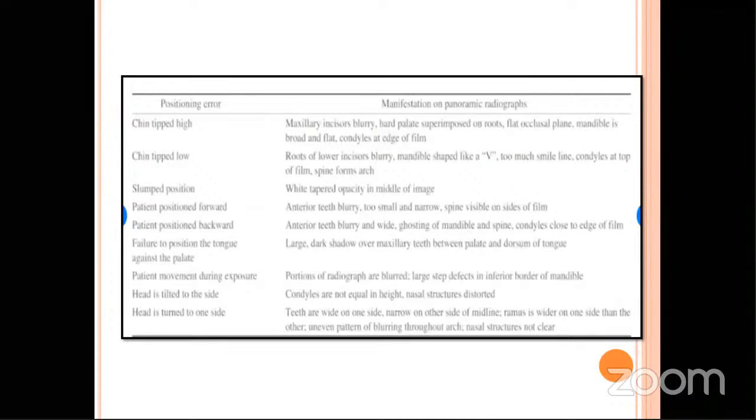So some of the positioning errors, and what are all the manifestations which you see on the panoramic images? It is given here. You can just take a screenshot. What if the patient's chin is tipped high or low, and the patient is placed forward in the bite block or positioned backward? And what if the patient's tongue is not properly rested against the palate, and if the head is tilted to one side or the opposite side? So what are all the manifestations which you get in the panoramic radiograph? It is here.